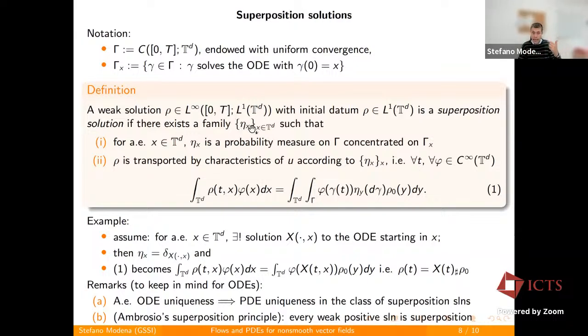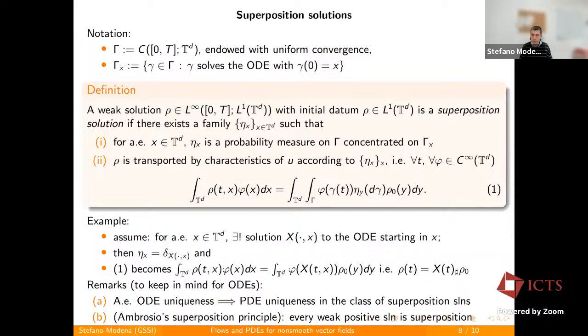And the corresponding family of probability measures is essentially 1/2 the Dirac delta on one characteristic plus 1/2 the Dirac delta on the other characteristic. So with probability 1/2 you follow one line, with probability 1/2 you follow the other trajectory. I hope I answered the question.